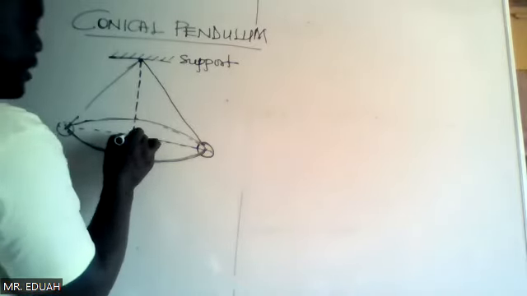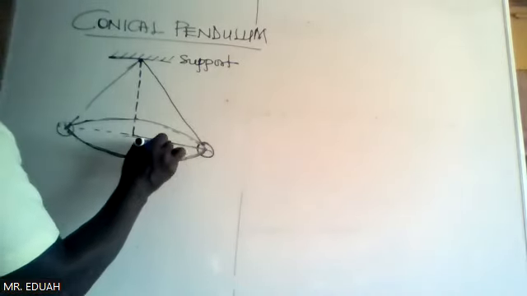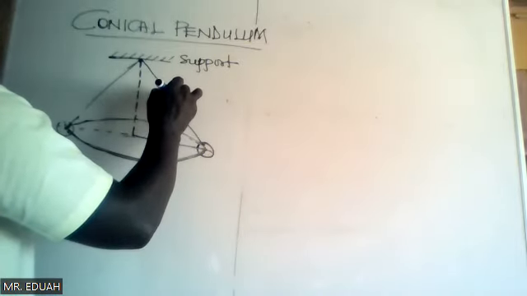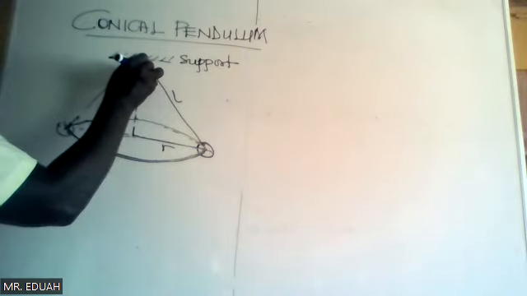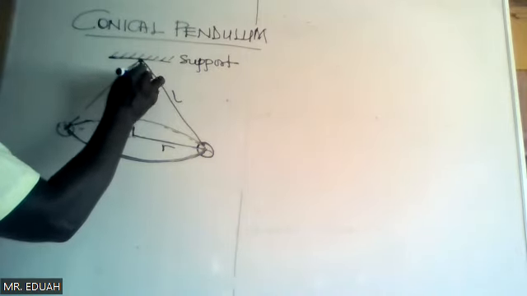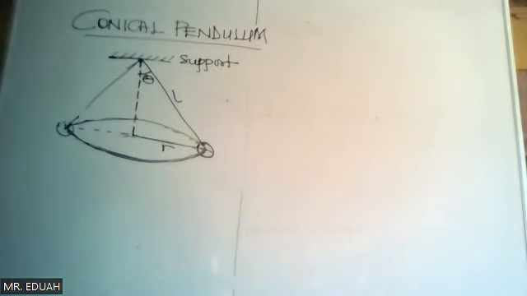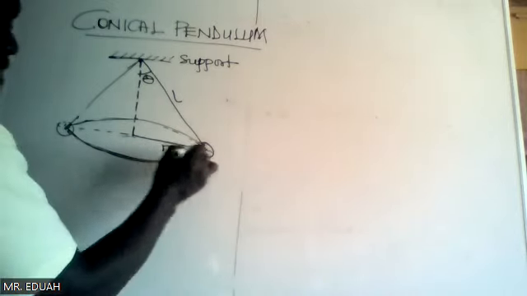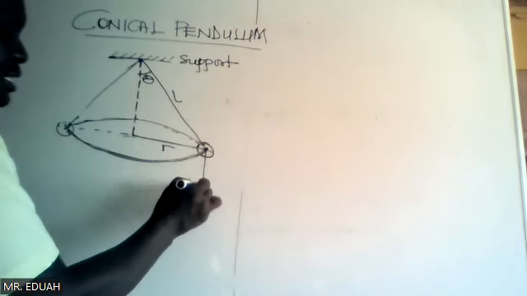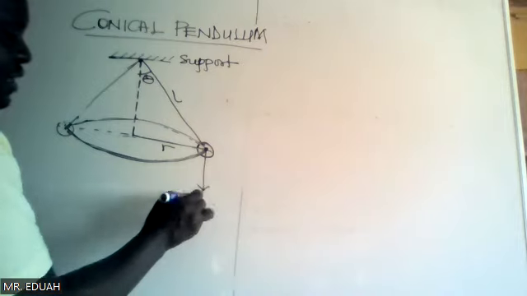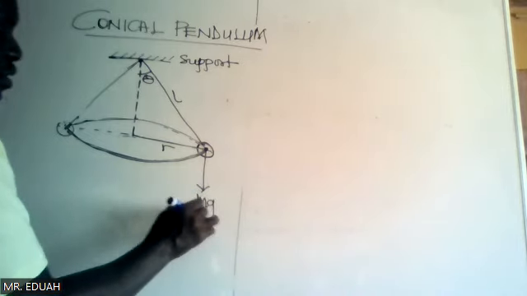Now this is the radius of the circle. This is the length of the string. This is the small angular displacement theta. Okay, this is the mass. The mass exerts some weight. So this is the weight of the mass given by mg.